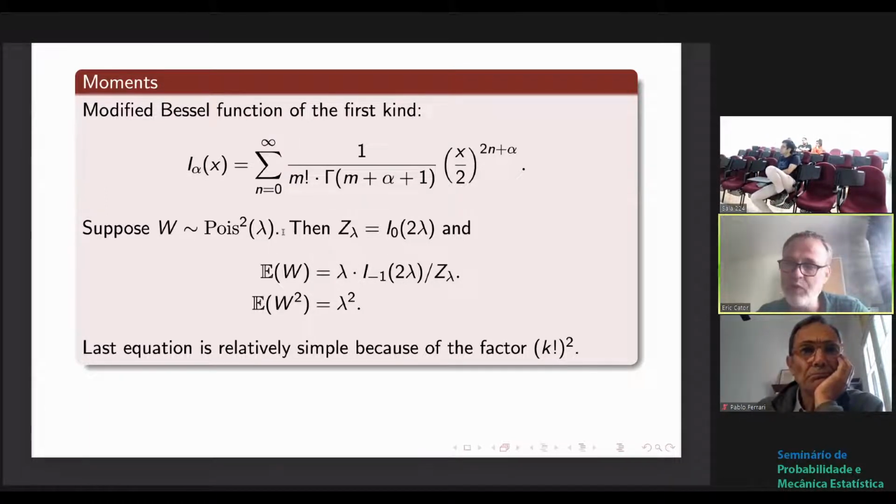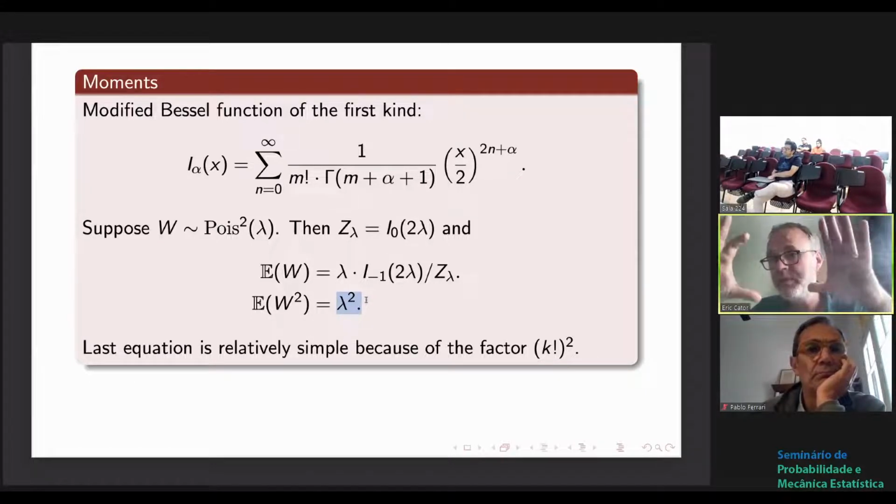It turns out that if you want to know the expectation, you have these squared Poisson probabilities, but they don't sum to 1 anymore. So you have to correct that, and this correction factor turns out to be these modified Bessel functions, and so you get I0 and you get I-1 for the expectation of the number of positive particles, for example. But the expectation of the square of the number of particles turns out to be easy. That's just lambda squared.